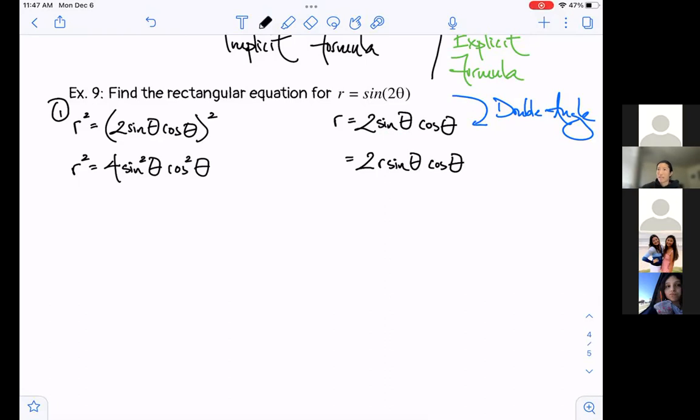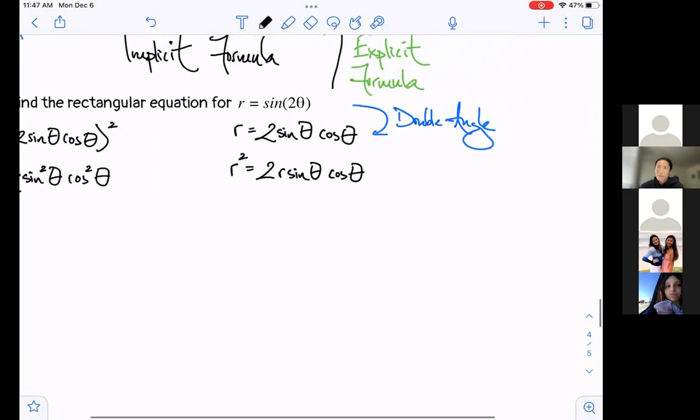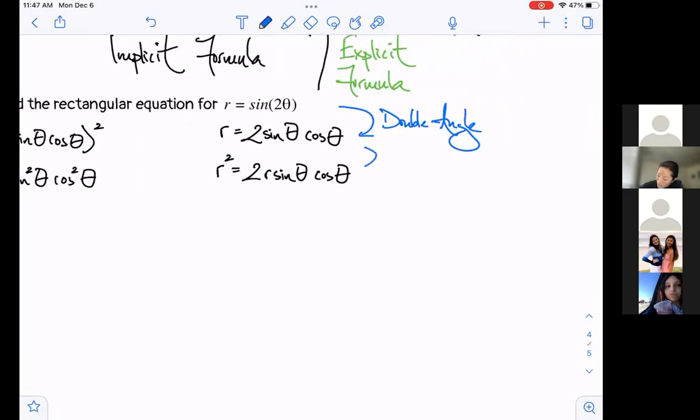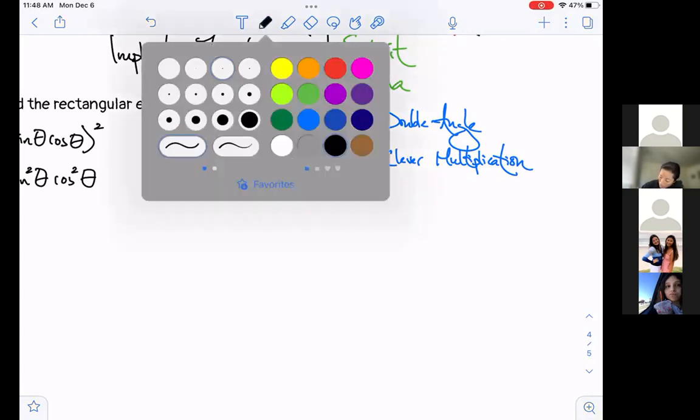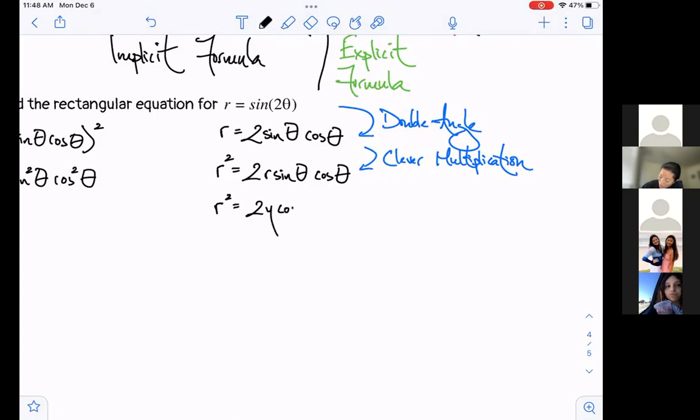Great. Okay, so what do I get on the left-hand side then, Matt? Wonderful. You know how sometimes I say we're multiplying by a fancy one? I call this clever multiplication. You're going to do the same thing to both sides of the equation. You didn't change anything, but what you did is you made an R sine theta where you wanted an R sine theta. That means everywhere I see the R sine theta, I can put Y. So in other words, R squared equals 2Y cosine theta.